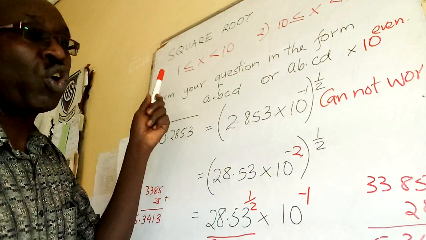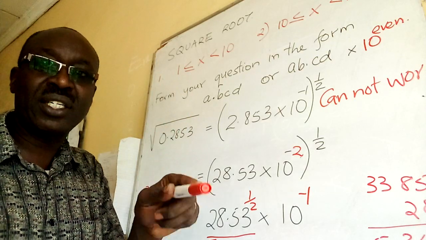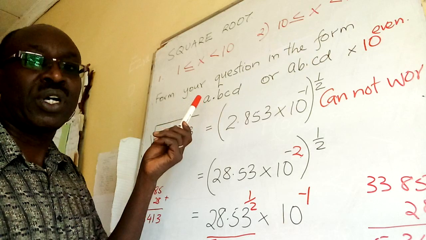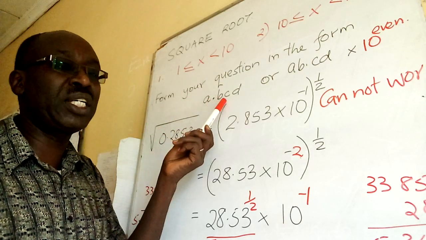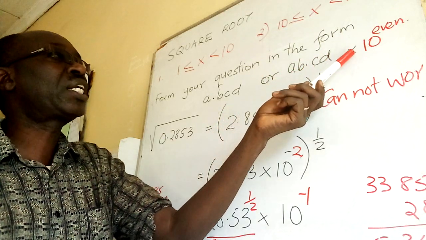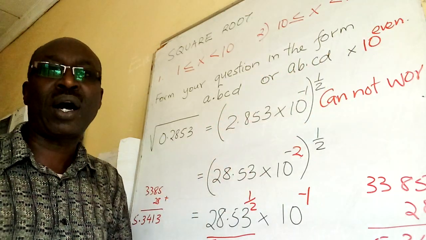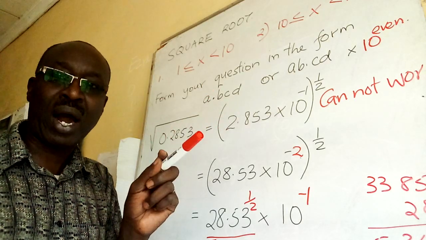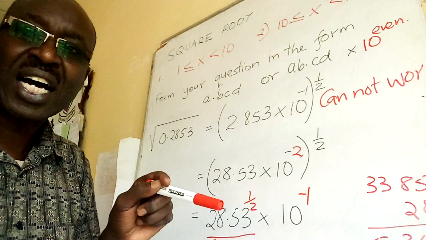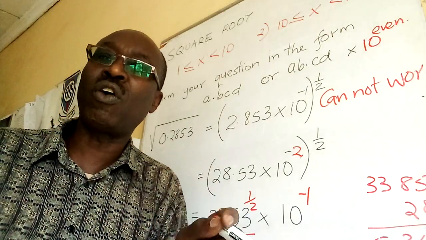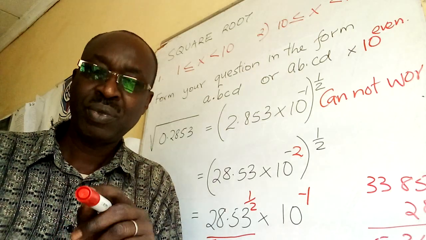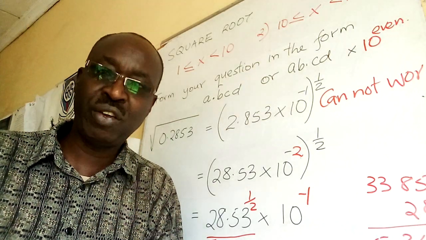So you have to write the question in the form of A point B C D or AB point CD times 10 to an even power. There must be an even power. There must be a 2, a 4, a 6, irrespective of the sign. Don't mind whether it is negative or positive, but the power has to be even.